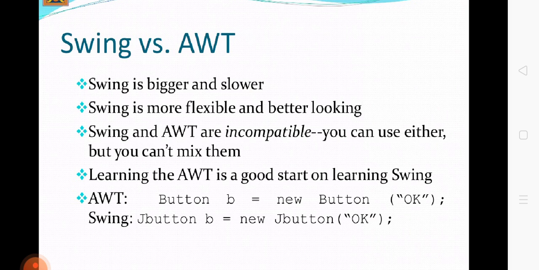Here is the code. If you want to create a button, you want to declare an object of the Button class. So in AWT you will write the class name Button, followed by b, equal to new Button. And in the Swing package we will say JButton. We have already studied that for using Swing, every control will start with the letter J. So JButton b = new JButton.